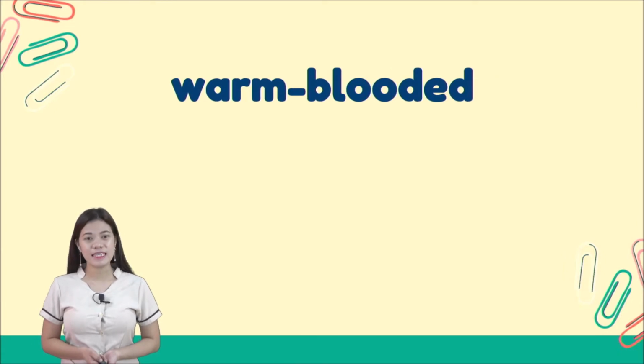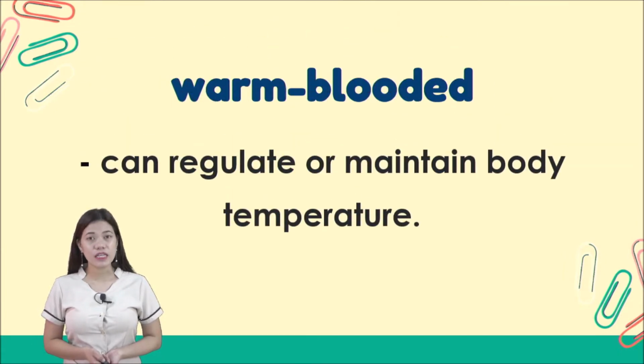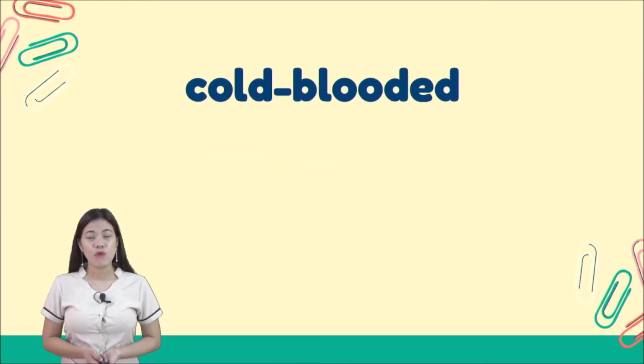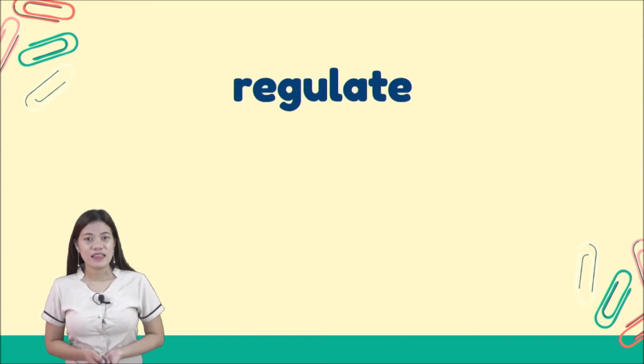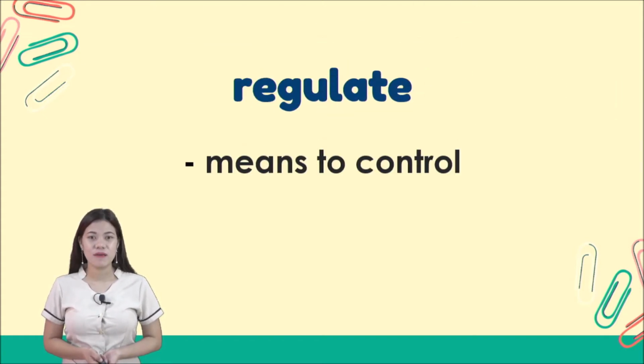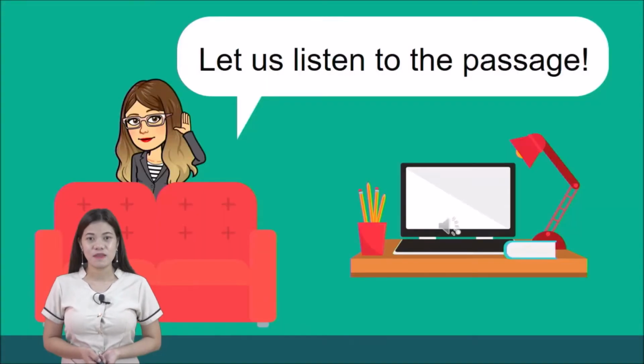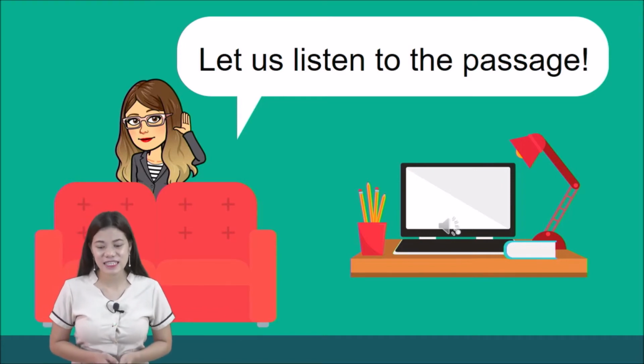And then warm-blooded can regulate or maintain body temperature, while cold-blooded means struggle to stay warm. Did you remember those keywords, kids? Next, we have regulate, means to control. So those are the keywords that we will encounter in our passage. Now let us listen to the passage. Are you ready to listen? Here it is.